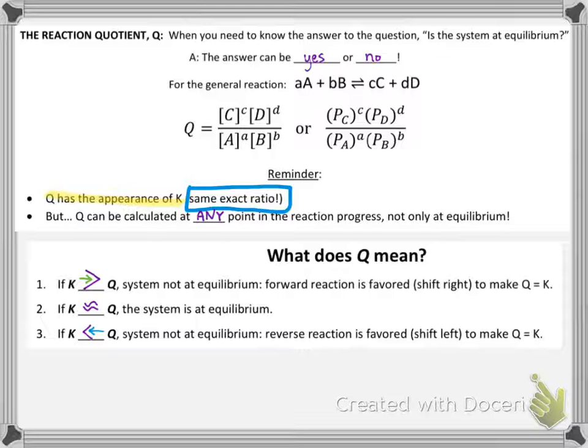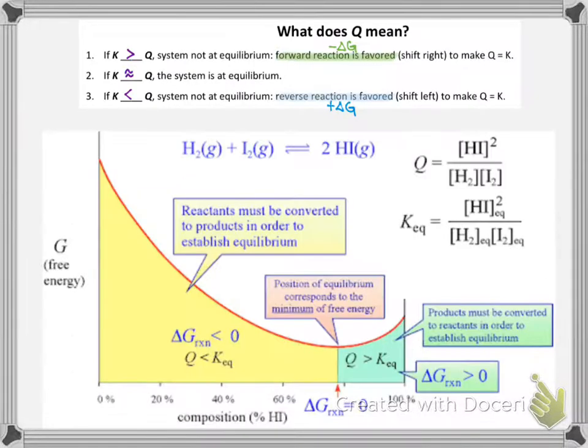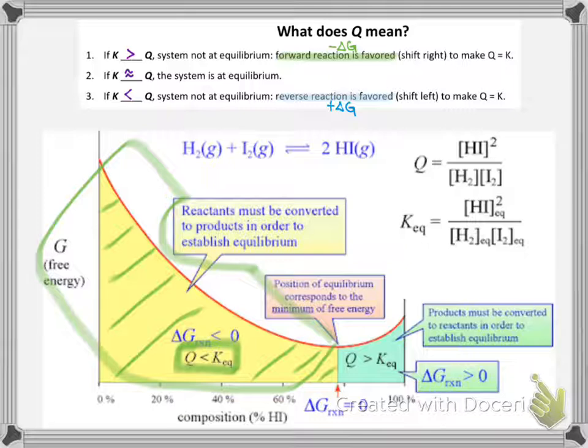Okay, let's look at Q in terms of that beautiful free energy graph. You can use the value of Q to compare to K and determine the thermodynamic favorability of a reaction system from the point it's currently at. Notice if the forward reaction is favored, if you're basically anywhere over here, under current conditions, you are not in a stable place. You do not have the correct ratio of products to reactants. So spontaneously, some reactants are going to turn into products.